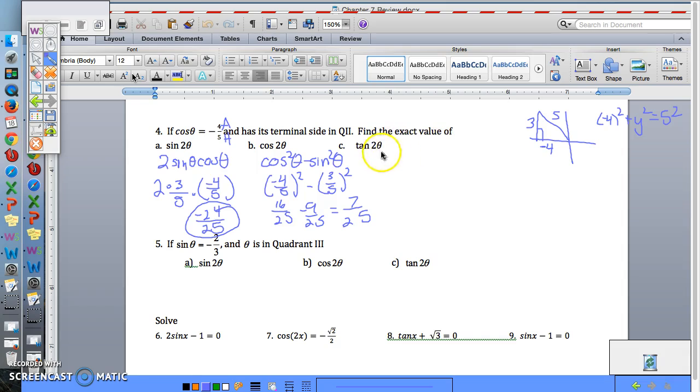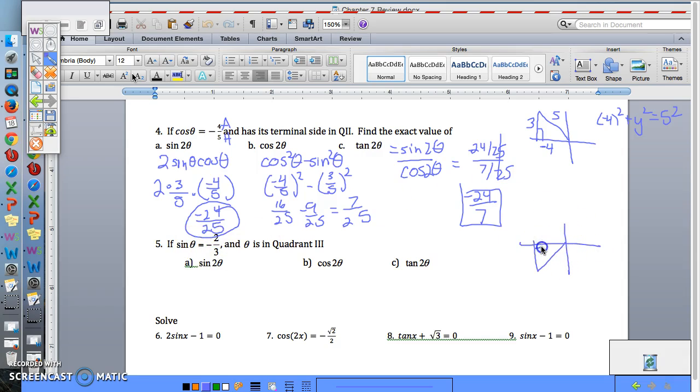And then our tangent, that's not on our formula sheet, but we know tangent is sine of 2 theta over cosine of 2 theta. So let's see, negative 24/25 divided by 7/25. So we have negative 24/7. So this next one's similar, except it's in quadrant 3.